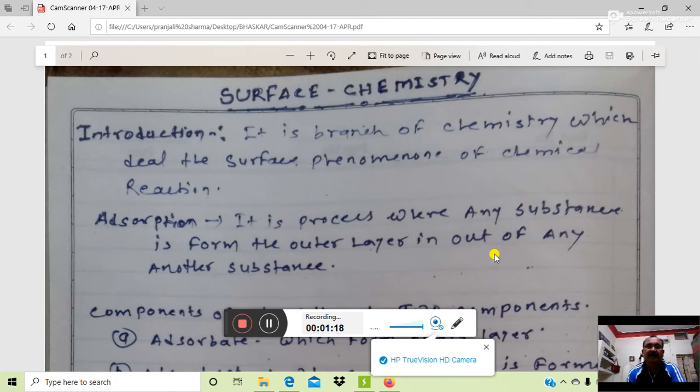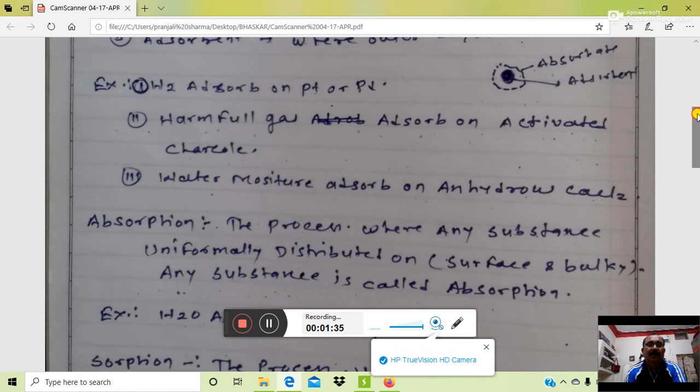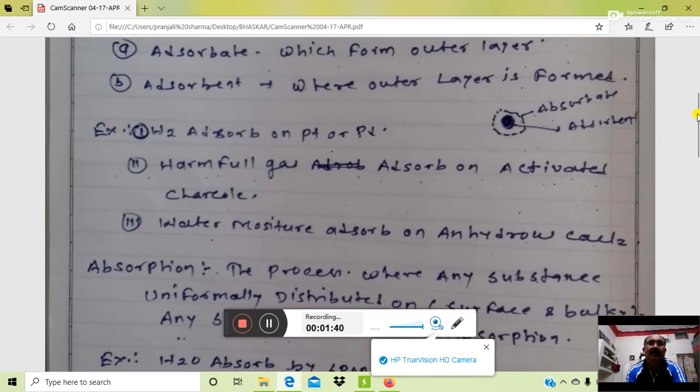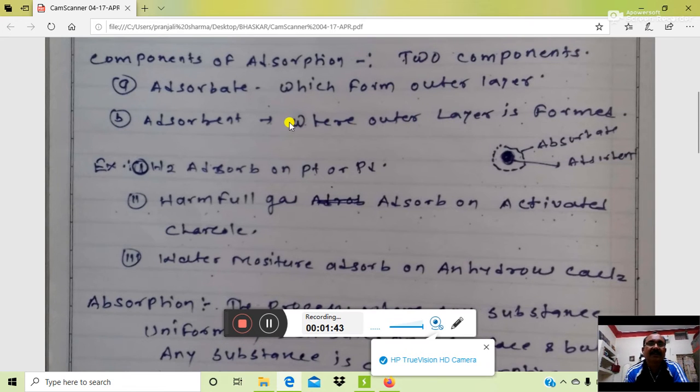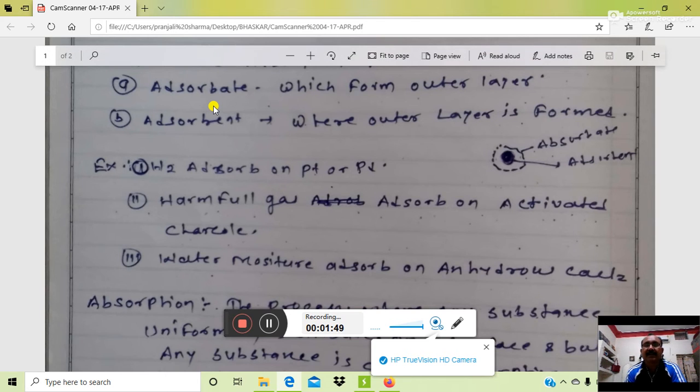Just like, suppose you spray perfume on your hand, then the perfume forms an outer layer on your hand. That process is called adsorption. Here, adsorption has two components. The first component is called the adsorbate. What is meant by adsorbate? The substance which forms the outer layer is called the adsorbate. Just like the perfume which forms the outer layer on your hand, the perfume is the adsorbate.